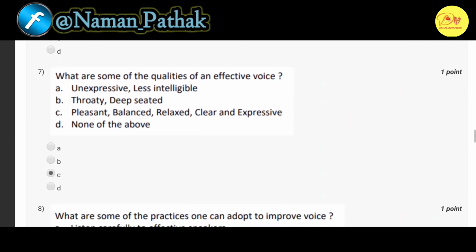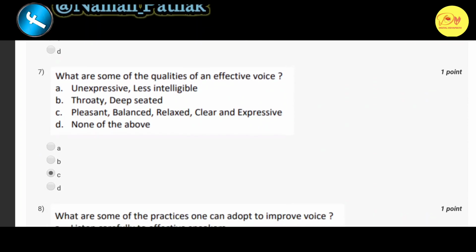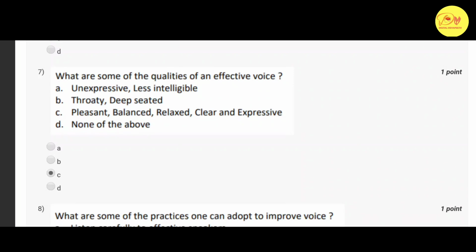Our seventh question is, what are some of the qualities of an effective voice? Correct option is C, pleasant, balanced, relaxed, clear and expressive.